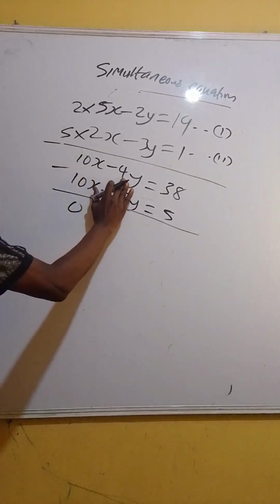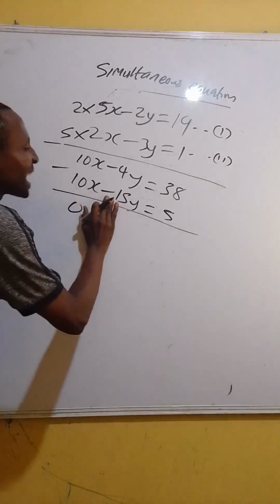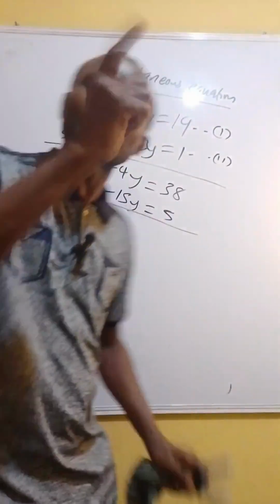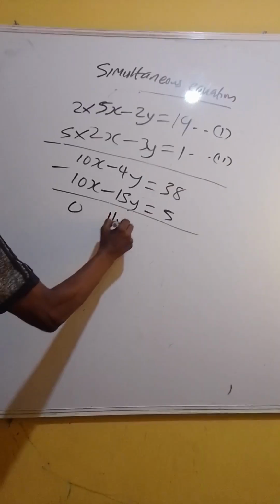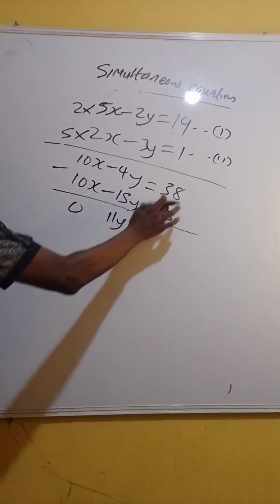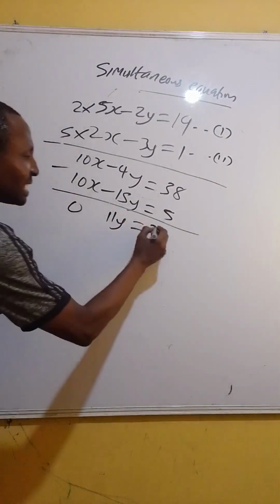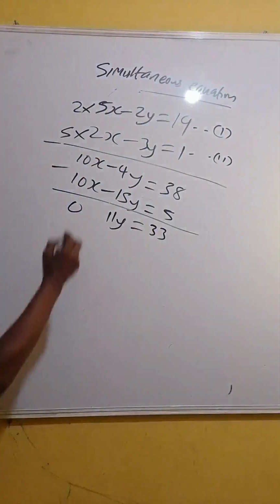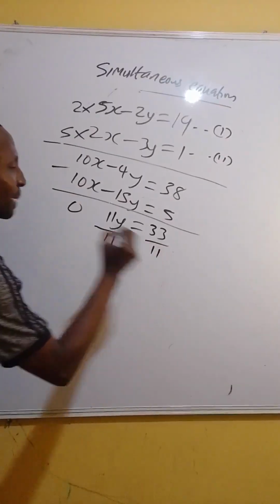Now, minus 4y minus 15y will give me minus 4y plus 15y. That will give me 11y equals 38. Take away 5 will give me 33. Well, back to where we are. What do we do? Divide by 11. So divide by 11, divide by 11.